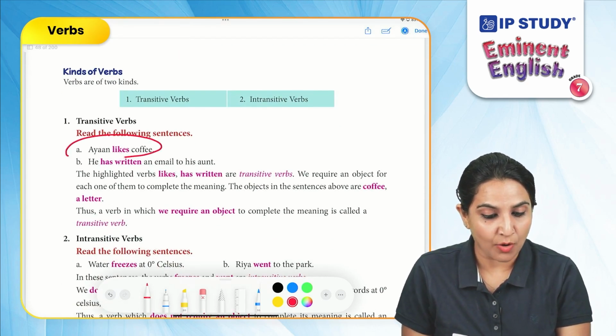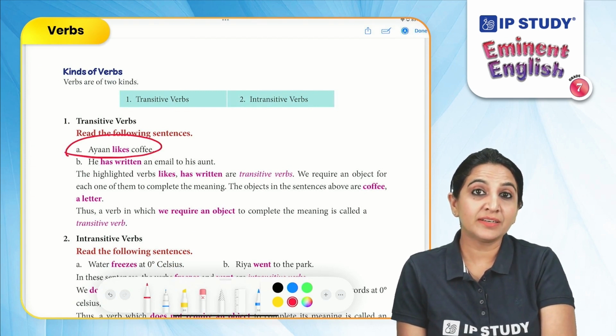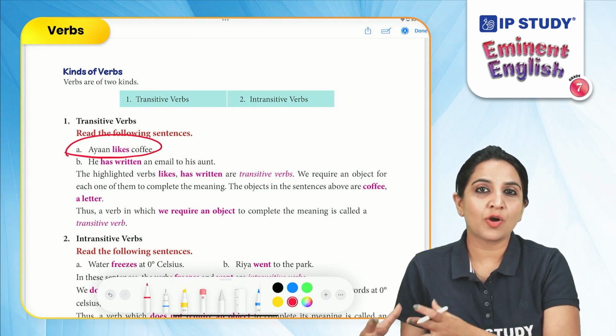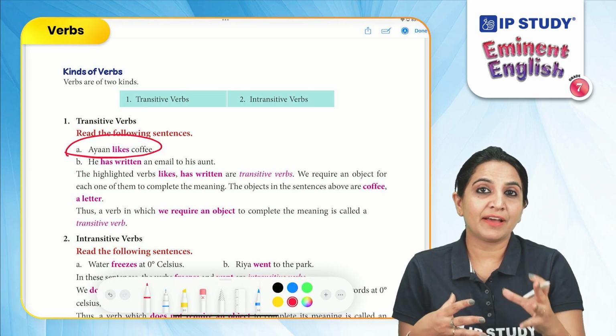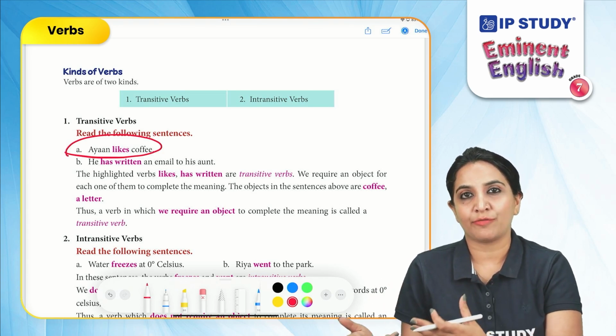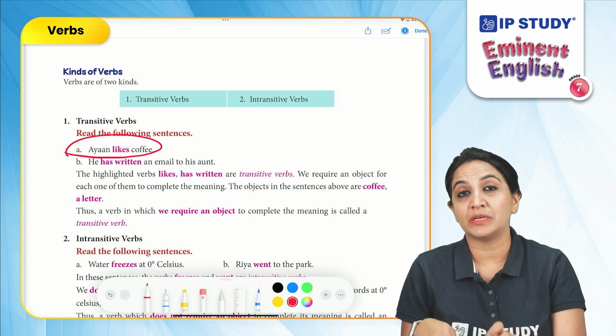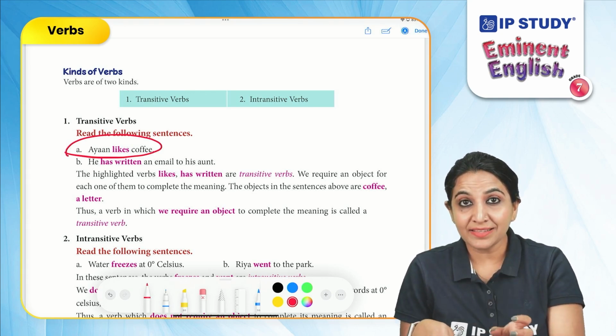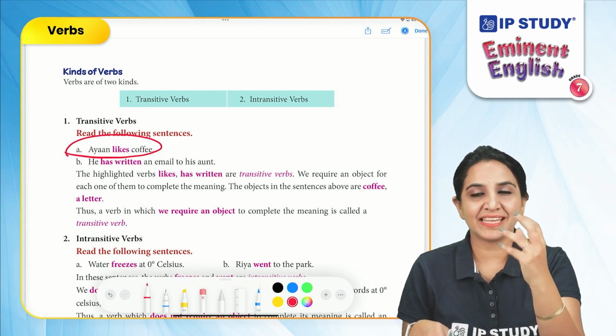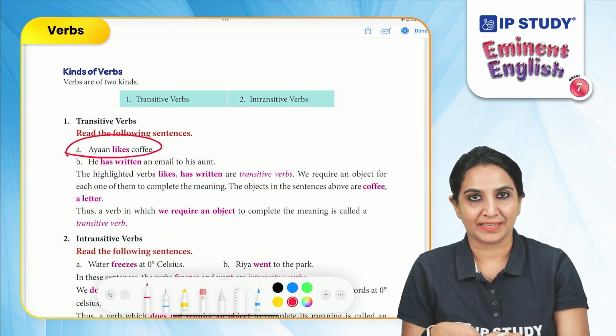Ayan likes coffee. Now here, Ayan is talking about coffee. We are referring to Ayan and coffee. So to complete the meaning of the sentence, we have used the verb likes. Hence, the verb likes needed an object to complete the meaning.